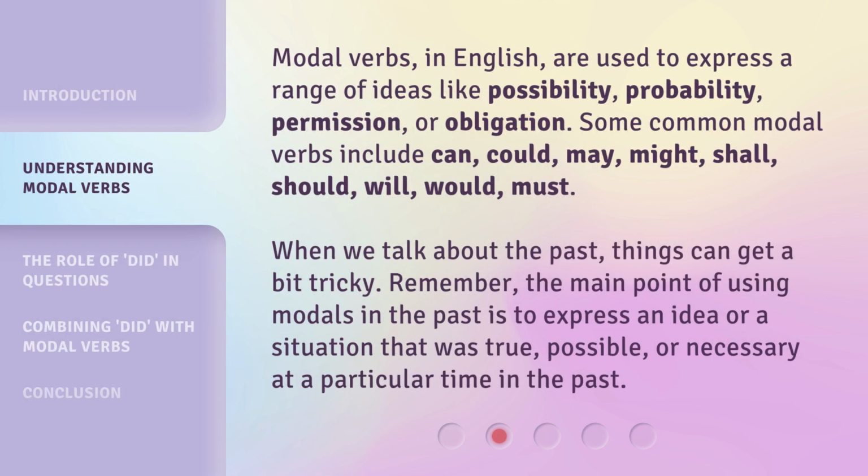Modal verbs, in English, are used to express a range of ideas like possibility, probability, permission, or obligation. Some common modal verbs include can, could, may, might, shall, should, will, would, must. When we talk about the past, things can get a bit tricky. Remember, the main point of using modals in the past is to express an idea or a situation that was true, possible, or necessary at a particular time in the past.